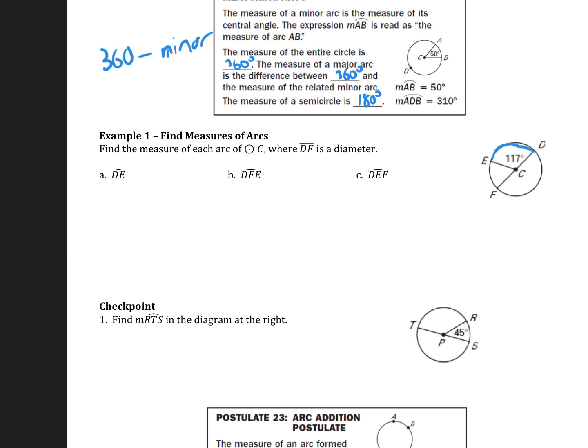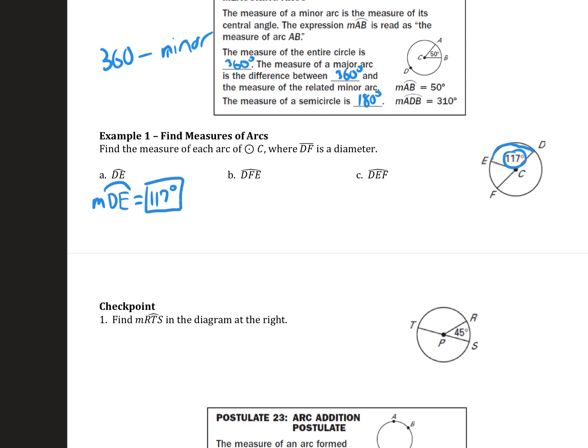All right, so for A, we're looking for this arc right here, DE. The measure of any arc like this is going to be the measure of its central angle, which is 117. The way you write this is measure of arc DE equals 117 degrees. And that's it.